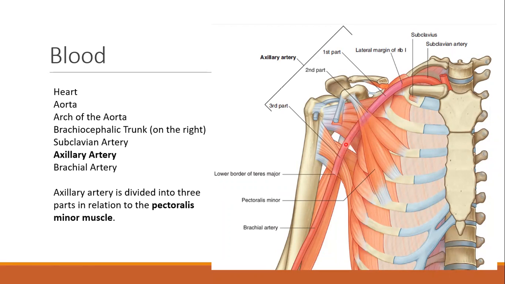Your axillary artery turns into your brachial artery once you have passed the lower border of your teres major muscle. So the boundaries of your axillary artery are the lateral margin of your first rib and the lower border of your teres major.